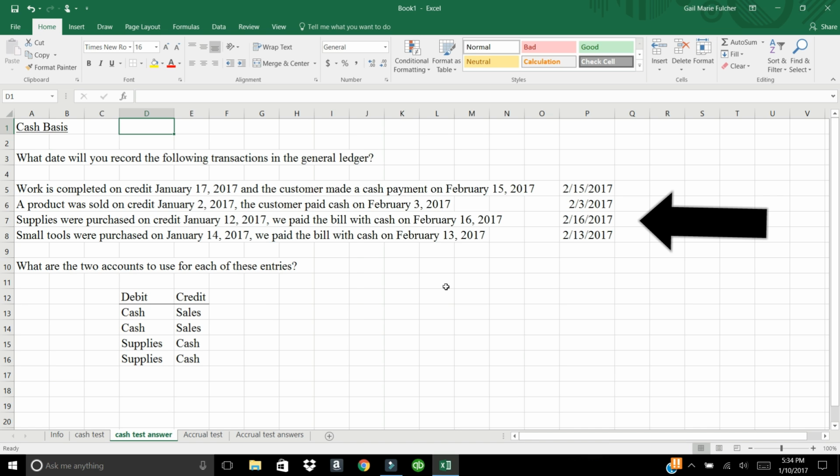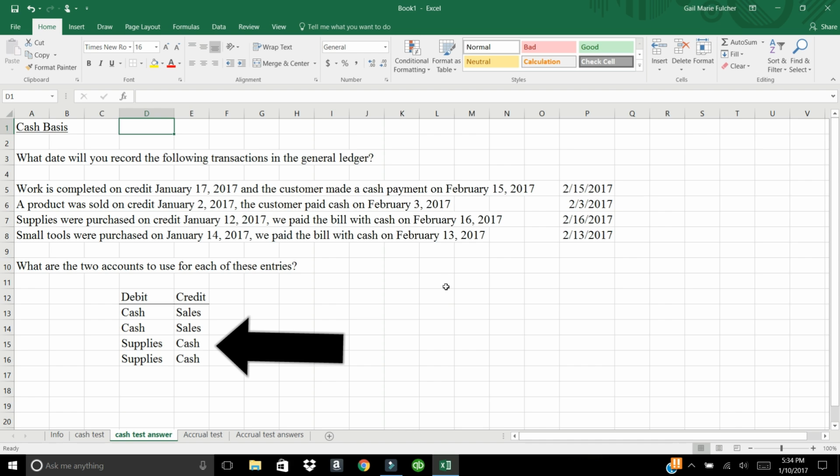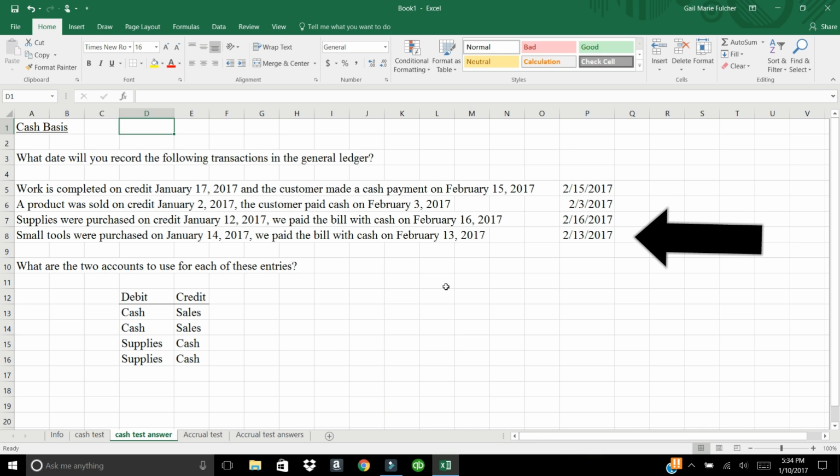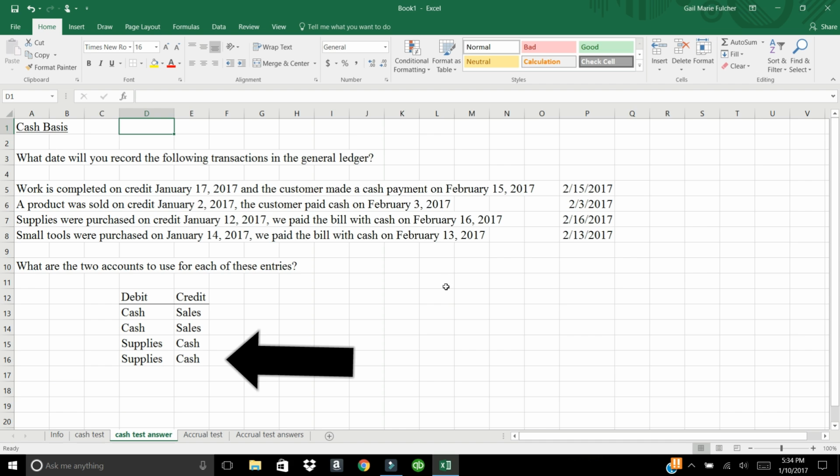The next one is supplies were purchased on credit January the 12th. We paid the bill with cash on February 16th. So we'll record this transaction in the general ledger dated February 16th, and the two accounts that we'll post this transaction to will be a debit to supplies and a credit to cash. The next one is small tools were purchased on January 14th. We paid the bill with cash on February 13th. So again, we're going to record this transaction when we actually make the payment. February 13th will be the date. The two accounts will be a debit to supplies and a credit to cash.